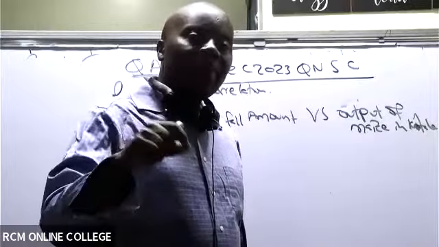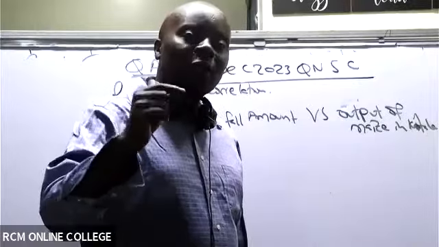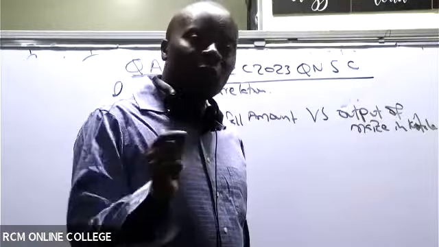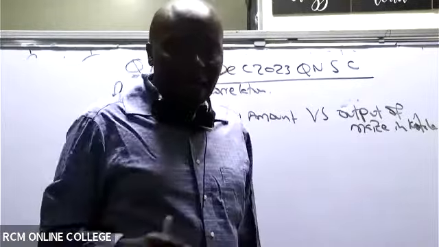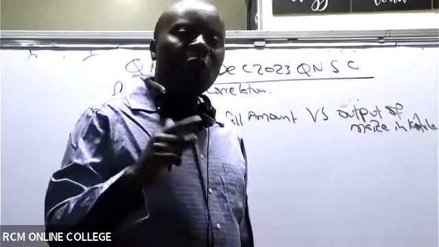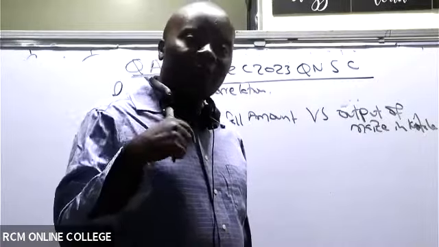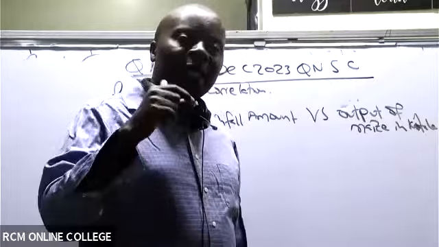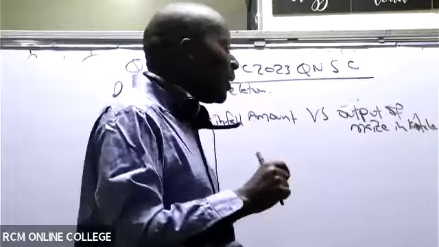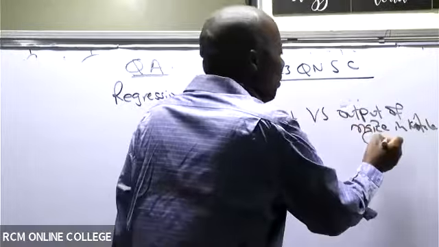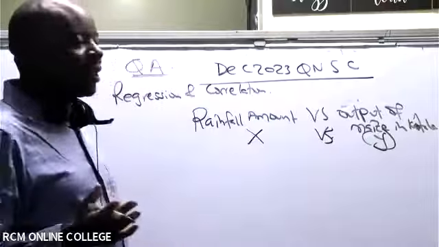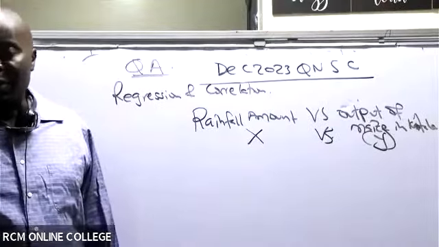So you must establish the dependence relationship. Which one depends on the other? The moment you confuse there, you get 0 in the entire question. The one that depends on the other is the output, which depends on rainfall. So the output here will be Y, and the other one will be X.